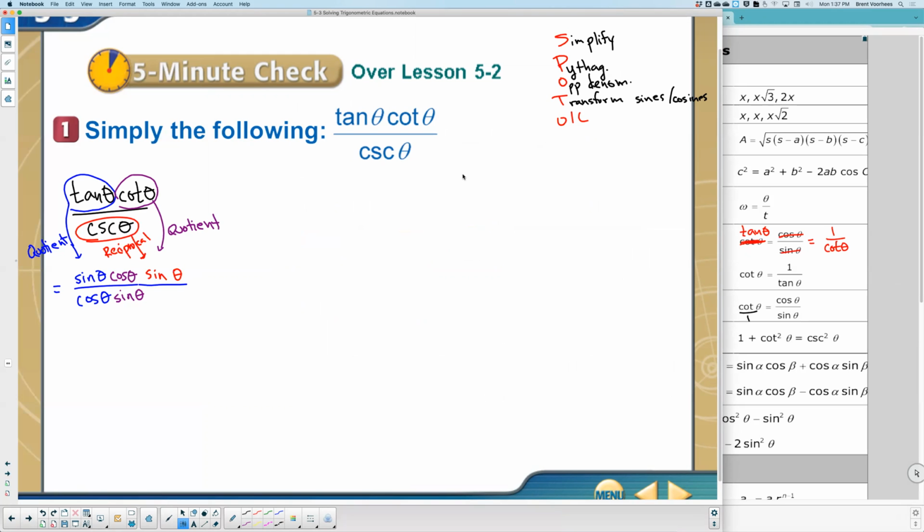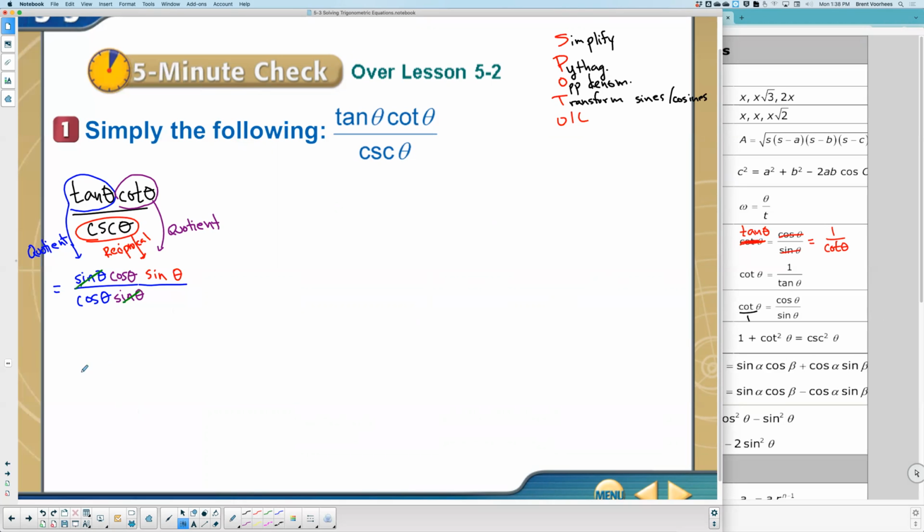So I go back to the problem. I just completed the transform to sines and cosines. So you start back up and say, can I simplify anything? Are there any opposites I can cancel? Sine: there's a sine multiplying and a sine dividing. We can simplify those out. You can cancel those out.